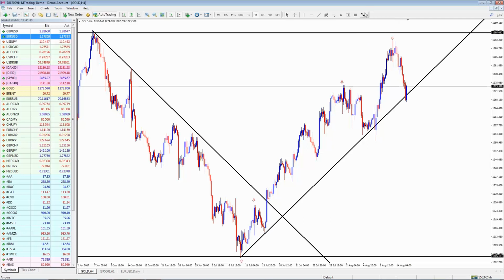We start off at this point here. We have another impulsive move from this point. And again, we're seeing potentially another significant move over here, and potentially another up arrow here.